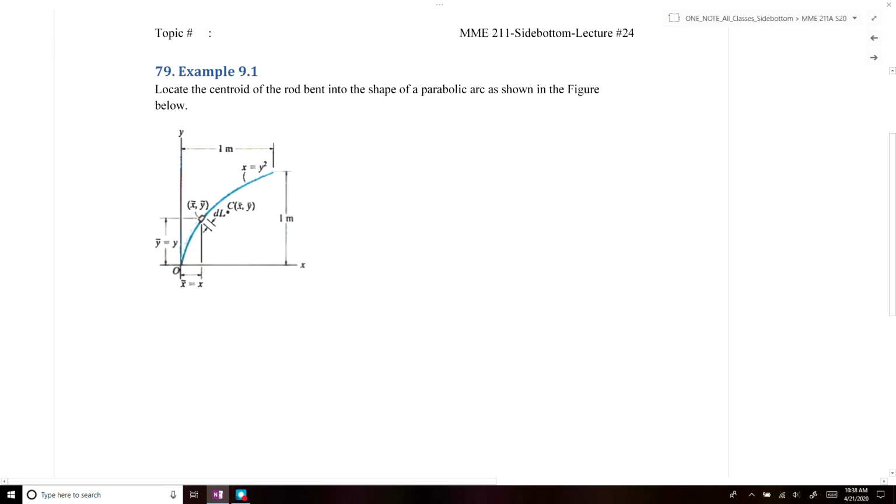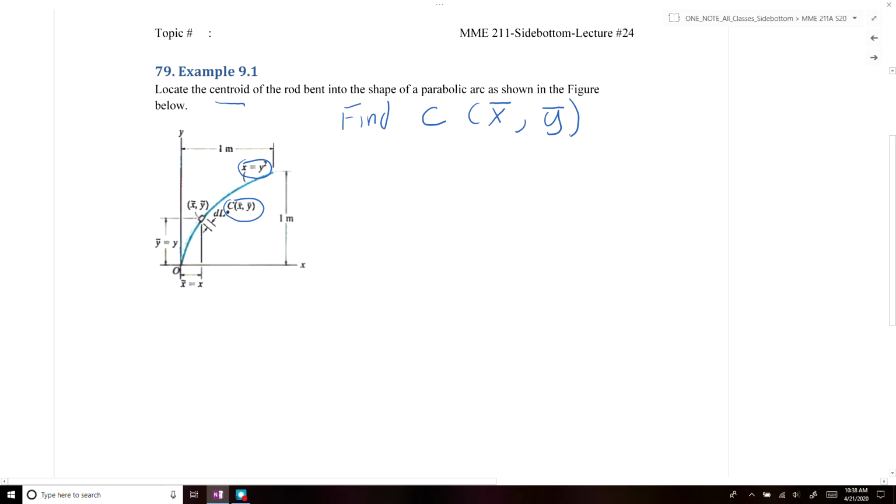So in this example problem, we're given an arc segment that is defined by this equation, and we're asked to determine what is the centroid of this rod that's given below. Our goal is to find the location of our centroid. So I want to determine what is x bar and what is y bar for this rod.